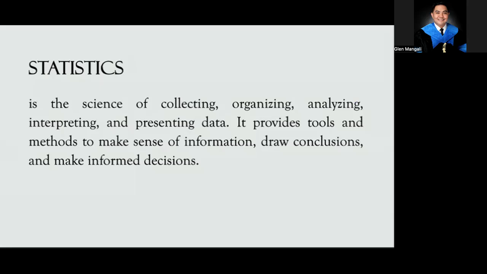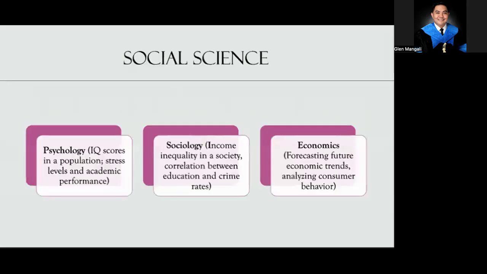So, how can we apply statistics in various disciplines? For example, let's start with social science in the area of psychology. For example, studying the distribution of IQ scores in the population, analyzing the relationship between stress and level of performance is one way of determining the value and significance of statistics. In the area of sociology, for example, when you examine the income inequality in a society, you are investigating the correlation between education and crime rates. And for economics, this can be seen when you forecast future economic trends, analyzing consumer behaviors.